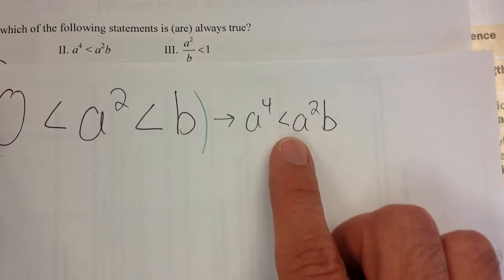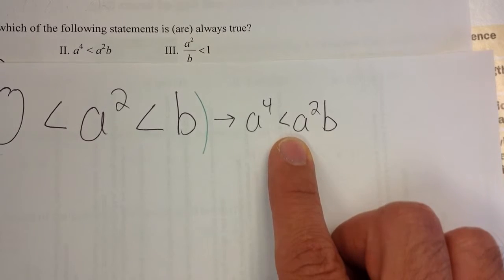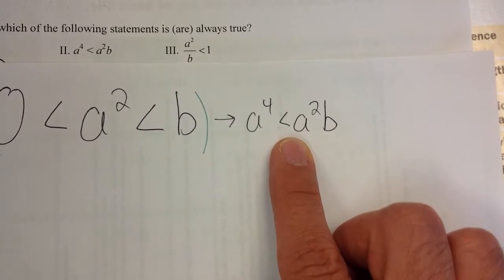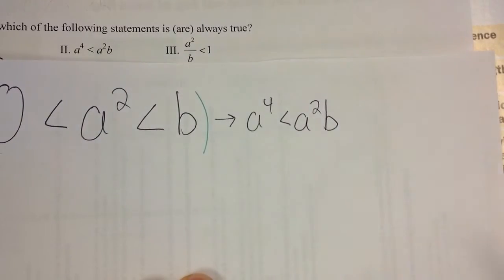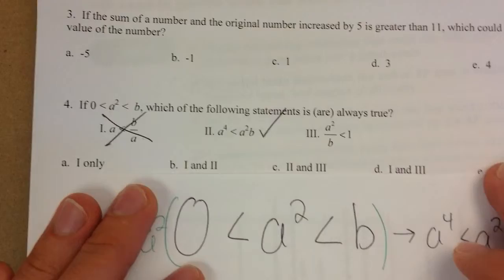Okay. Scott, why did you say yes? I can't find an example. Wait, that wouldn't be true. What do we know about a squared? It has to be positive because you're squaring a. And when you square a number, it's always positive. Okay? So this one looks legit.